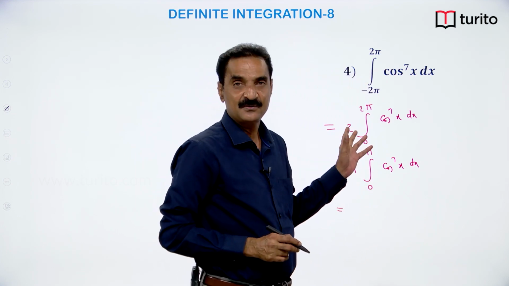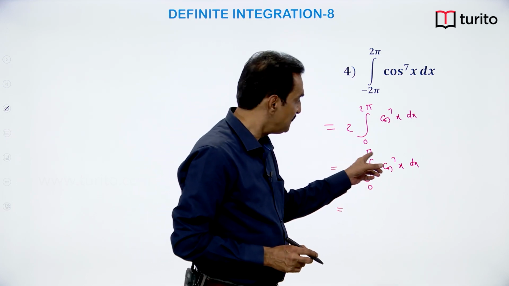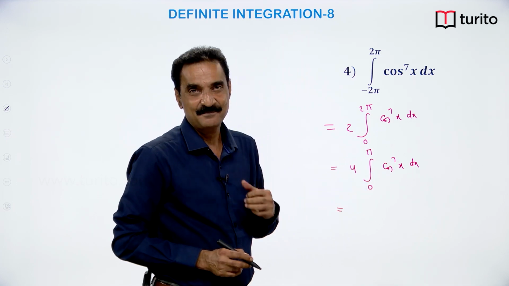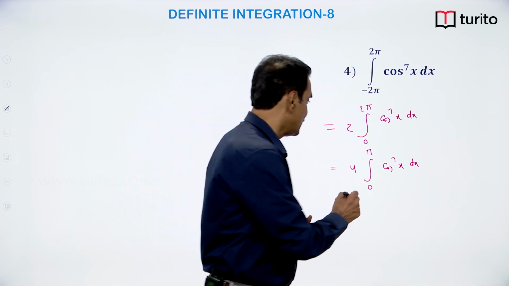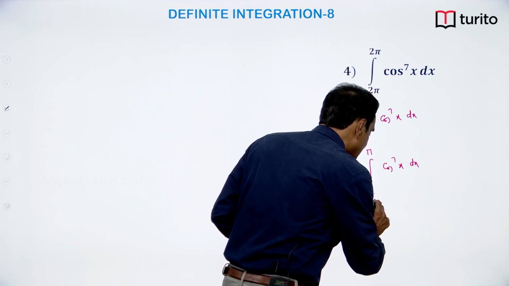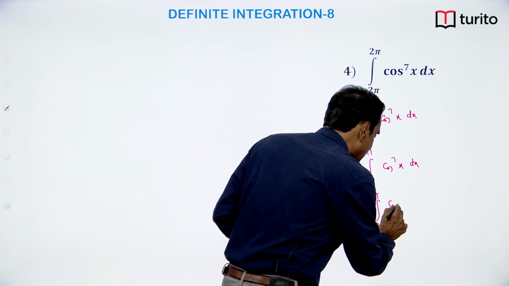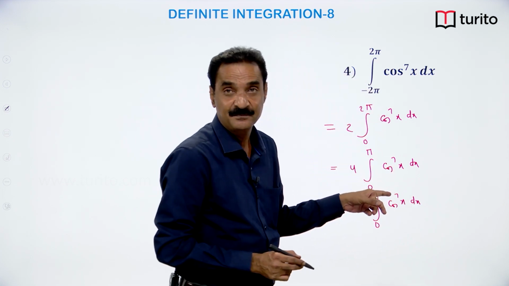Again, since limits have changed, let us try the same property. Replace x by pi minus x. What happens? Cos of pi minus x is minus cos x. So, this time you are getting minus 4 integral 0 to pi cos power 7x, replacing x by pi minus x.